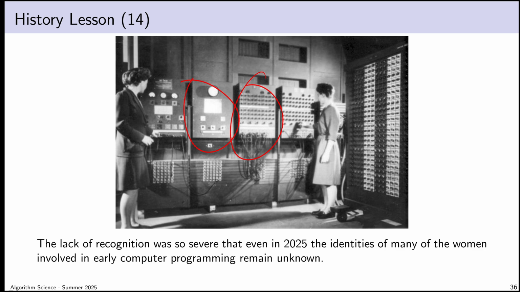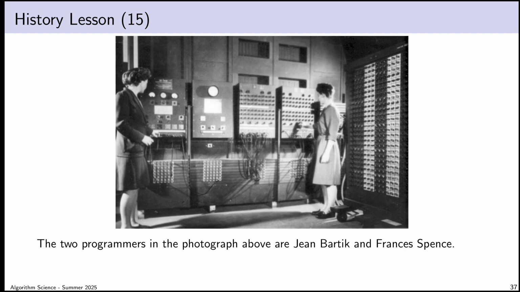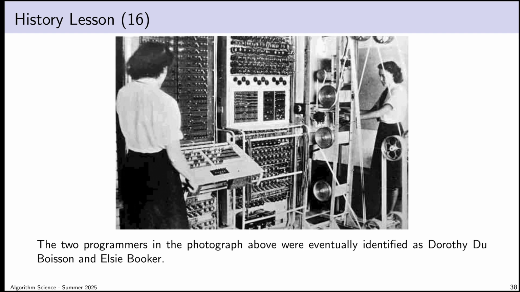And that means that our ability to identify the people in this photo basically is something that's had to happen retroactively. So we do now know the two people in this photo of the ENIAC are Jean Bartik and Francis Spence. And after a great deal, apparently quite a search, it was determined that the two programmers depicted in this photograph of the Colossus are Dorothy Dubuisson and Elsie Booker.